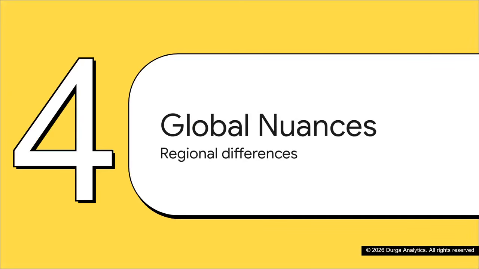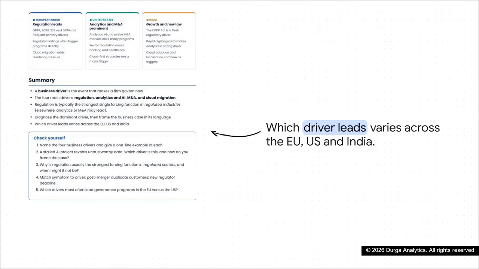Moving into Section 4, Global Drivers and Nuances. For those of you working in multinationals, you've got to know that these drivers aren't a one-size-fits-all across the globe. In the European Union, regulation heavily leads the pack. Frameworks like GDPR and DORA are constantly triggering programs. But over in the US, analytics, AI, and a super active M&A market take the lead, along with a massive push for cloud-first strategies. And then look at India. It's this fascinating mix. You've got explosive digital growth pushing analytics, combined with a brand new regulatory driver in the DPDP Act. So the takeaway here? You absolutely must tailor your pitch to the region you're actually operating in.